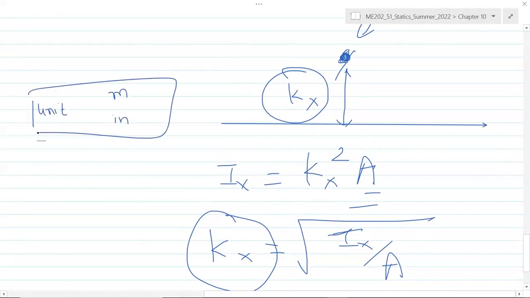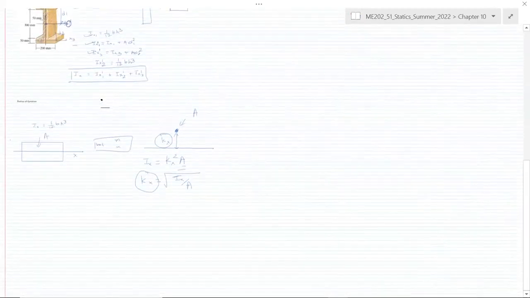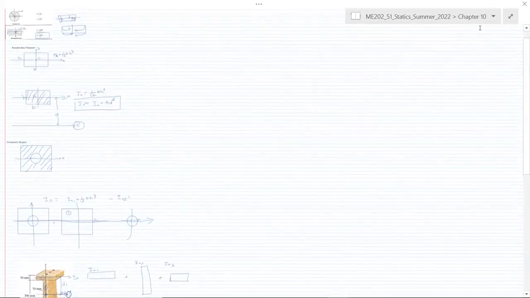and its physical significance is that it lets us simplify engineering design by considering whatever shape we have as a point area that has the same magnitude as the total area and that has the same moment of inertia as the total moment of inertia of this shape. Okay, so these are the concepts, and now we will solve one problem in the next video.